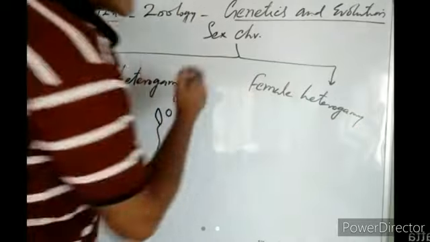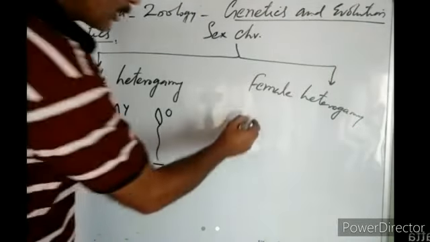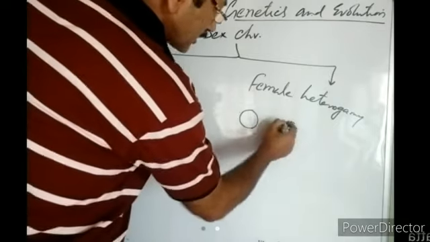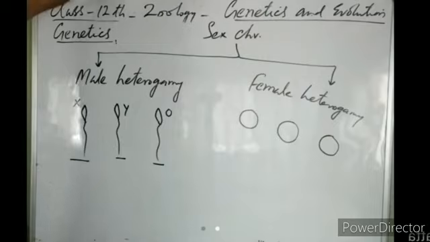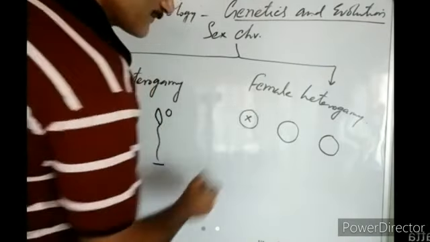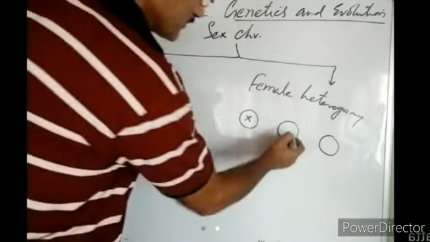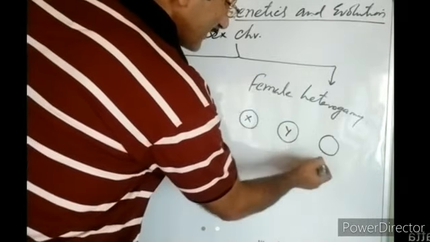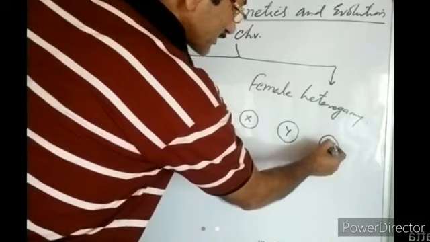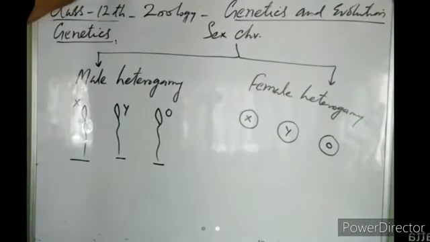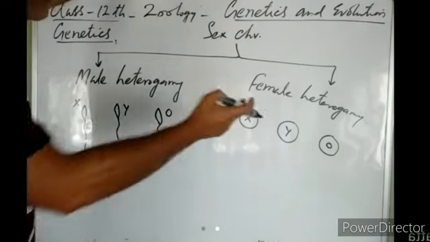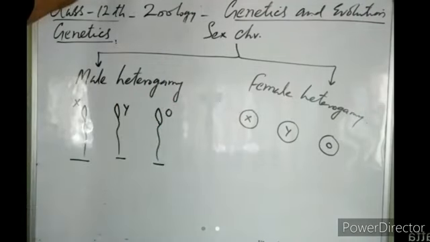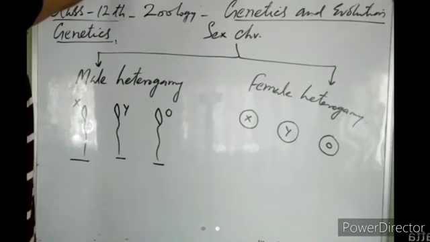Similarly, in female heterogamy, the females produce ova of different types. Some females produce ovum with sex chromosome X. Some females produce ovum with sex chromosome Y, and some females produce ovum without a sex chromosome. In female heterogamy, females produce different types of ova, right? Some produce ovum with sex chromosome X, some with sex chromosome Y, and some without any sex chromosome.